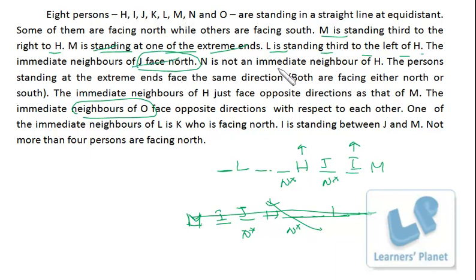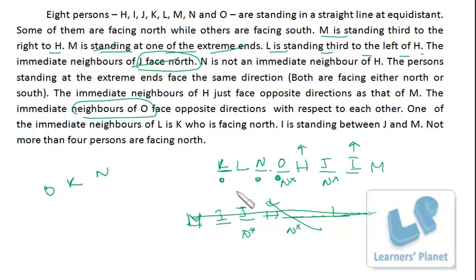This is done. N is not an immediate neighbor of H. The persons standing at the extreme ends face the same direction. Okay, the immediate neighbors of H face the opposite direction as that of M. Now once we conclude that this arrangement is final, we have to arrange three persons, that is O, K and N. Right? So I just randomly arrange O and N over here. See, N over here, O over here, and K.